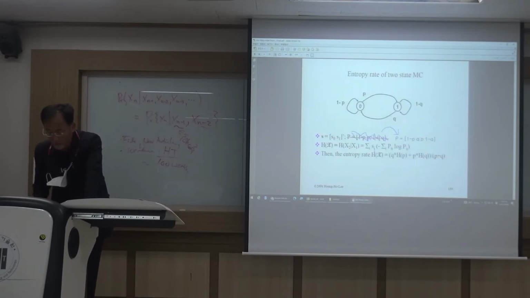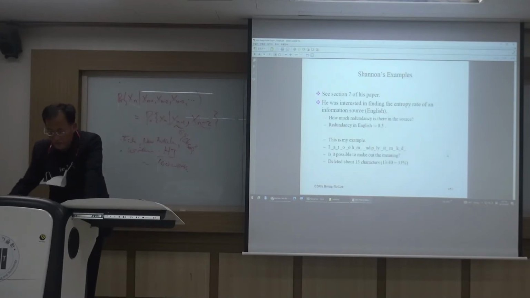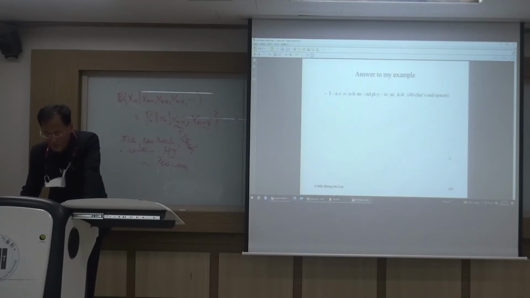And then the entropy of a two-state Markov chain is given right here, like we have done in chapter 2. All right, so that's basically the entropy of a sequence of variables in the stationary Markov chain case. Okay, and now let me show you this example.